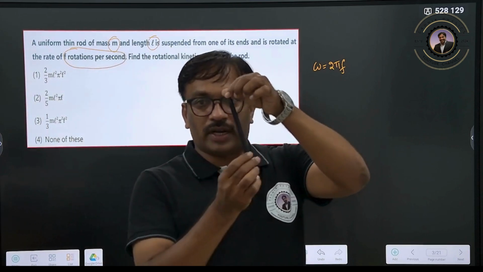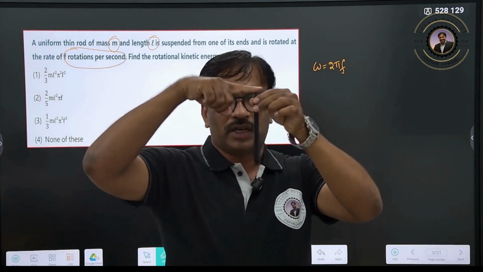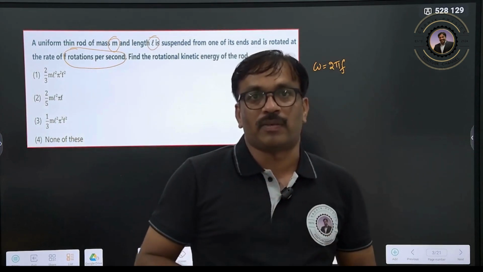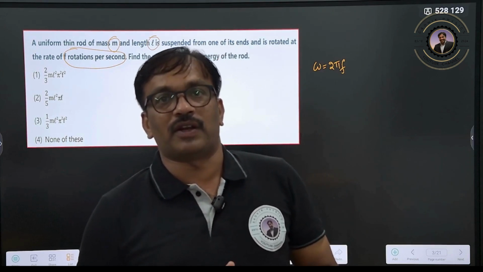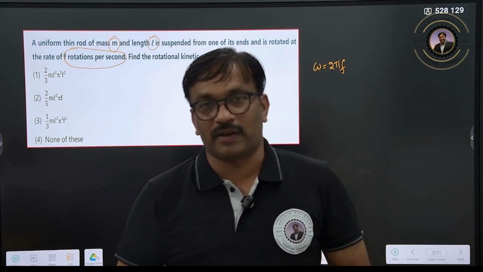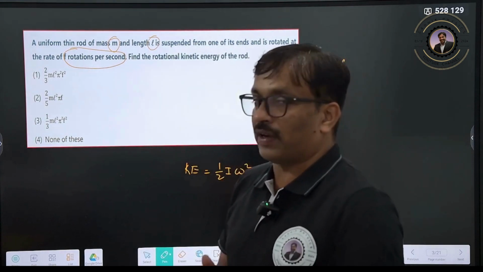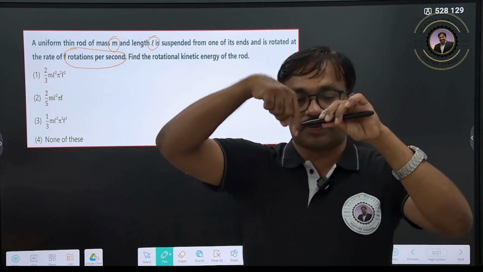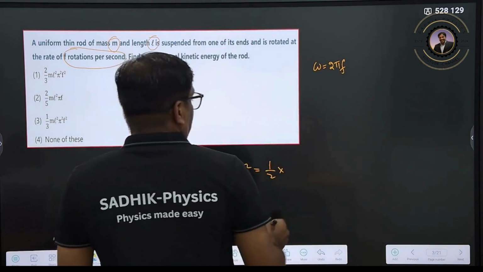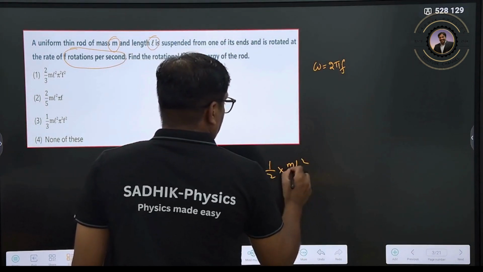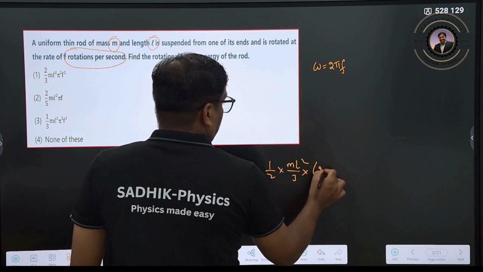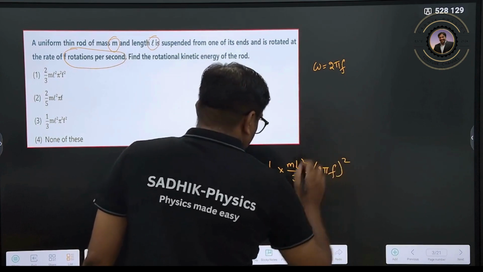A rod is there. It is rotating, which means where is the axis of rotation? It is like this, passing through any one of its ends. These types of problems I already solved in moment of inertia part 2. I will keep it on the iCard, please watch that video. So the moment of inertia of a rod about an axis passing through any one of its edges is nothing but ml square by 3. Therefore, ml square by 3 into omega, which is nothing but 2 pi into f, whole square.